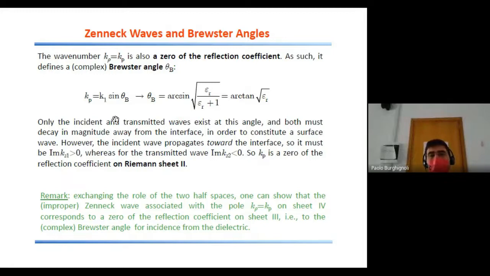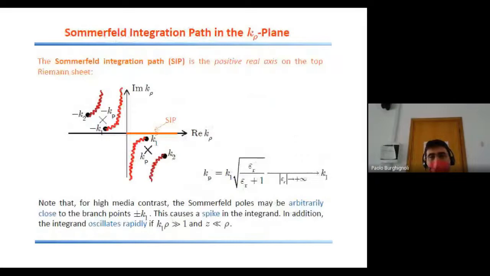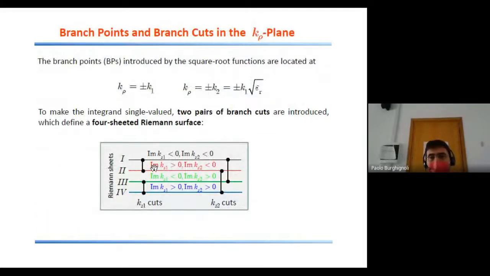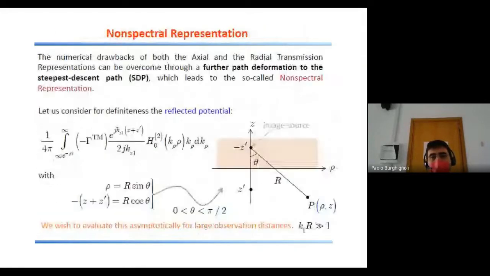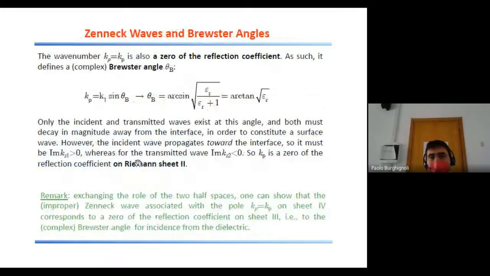So the sign of the two imaginary parts is different, and we are neither in the top first Riemann sheet nor in the bottommost fourth Riemann sheet, but we are instead in the intermediate sheets, second and third one, where in fact the signs of the imaginary parts of the vertical wave numbers are different. Okay, we could be here on the second or here on the third Riemann sheet, which corresponds to the Brewster angles for incidence from either the upper half space or the lower half space. Okay, this is just to reconnect these zeros with the usual Brewster angles that are known from the elementary analysis of fields.